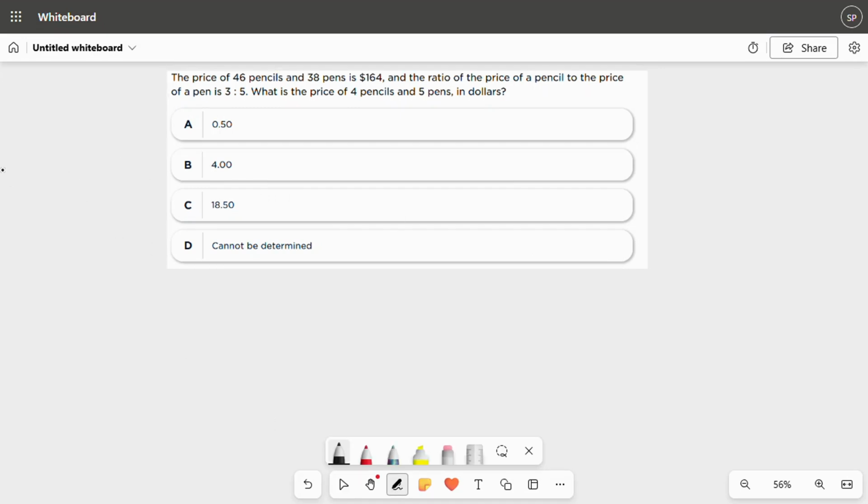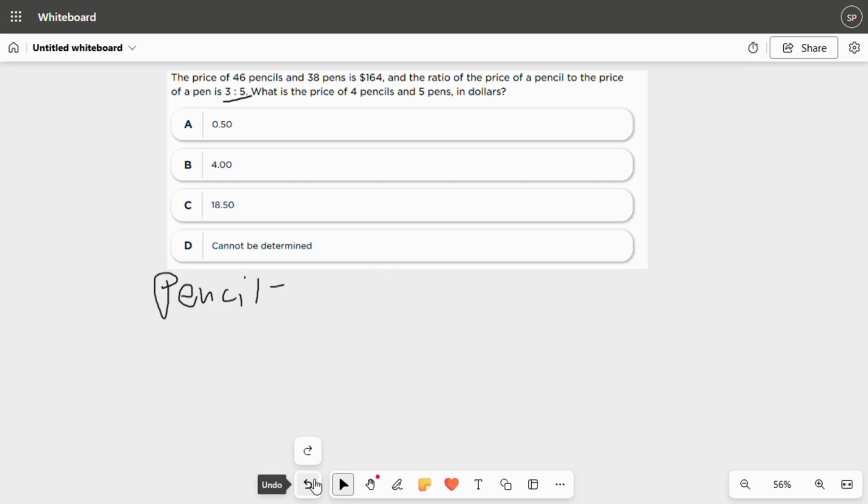Okay, next problem. The price of 46 pencils and 38 pens is $164, and the ratio of the price of a pencil to the price of a pen is 3:5. What is the price of 4 pencils and 5 pens in dollars? Since they're giving us a ratio, they're basically saying the price of a pencil is equal to 3x, and a pen would be equal to 5x.